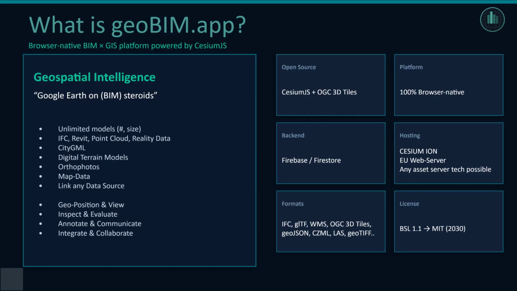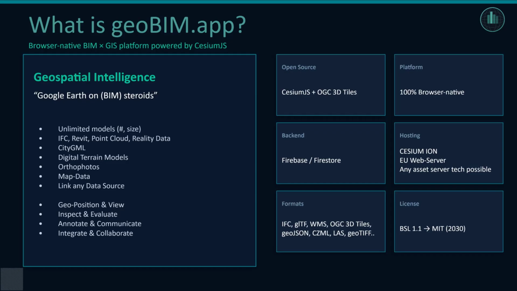It can use IFC, Revit files, point clouds, reality data. Talk about that later. We have typical GIS formats like CityGML. We have terrain models. We have orthophoto data, map data. And then potentially you can link any data source, because basically what geoBIM.app is, it's more or less a website consisting of HTML, JavaScript, and CSS.